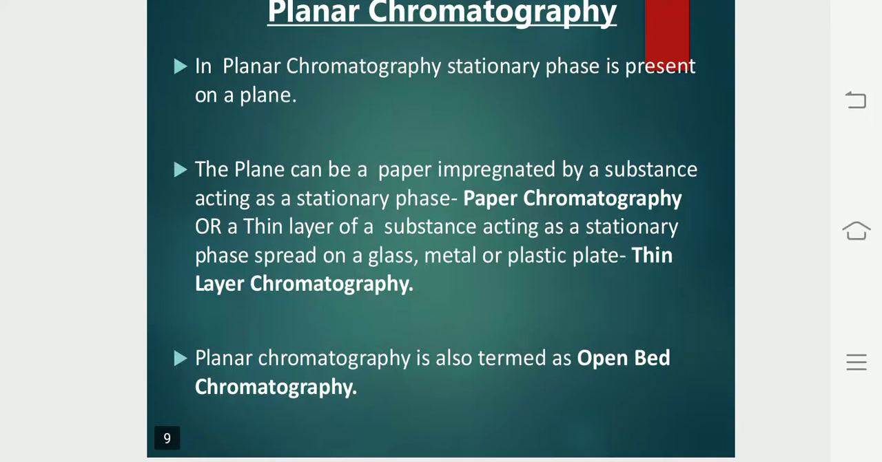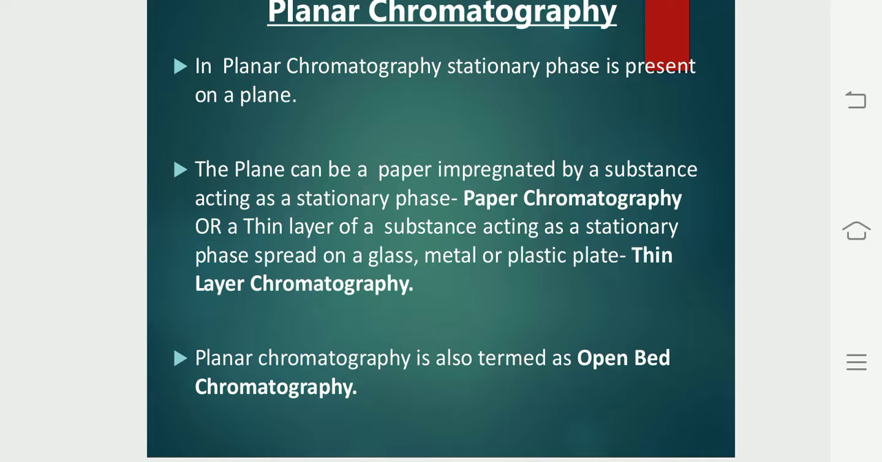A little more about planar chromatography. In planar chromatography, basically the stationary phase is present on a plane. For maintaining this plane, we use different types of papers, like cellulose paper or any kind of Whatman paper. Whatman number 1 to 20 can be used. When paper is used as a stationary phase, it comes under paper chromatography. And when a thin layer of any substance like silica gel is maintained on a glass, metal or plastic plate, this comes under thin layer chromatography.